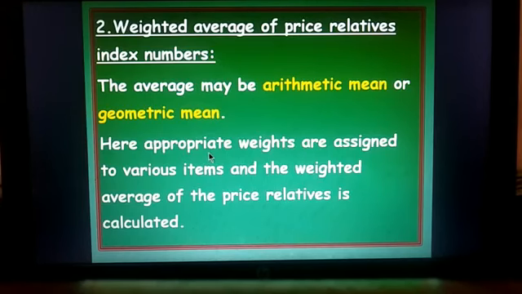Here appropriate weights are assigned to various items and the weighted average of the price relatives is calculated. Here we are not applying either Q1 or Q0 blindly as the weights. An appropriate weight, practically what it is, to be applied as the weight, that weight is being applied. That's why in terms of weighted average of price relatives, weights we will come across as W. Whatever the appropriate weight is being applied will be denoted as W.